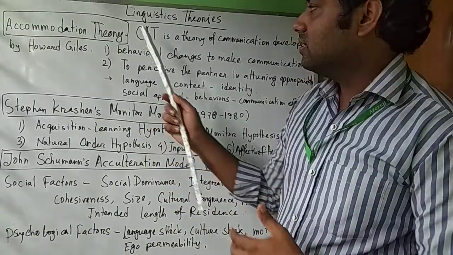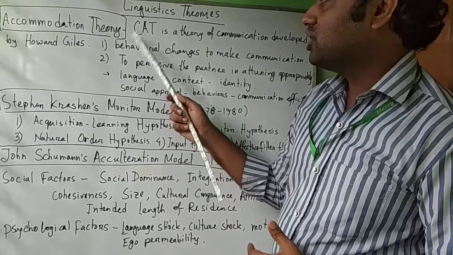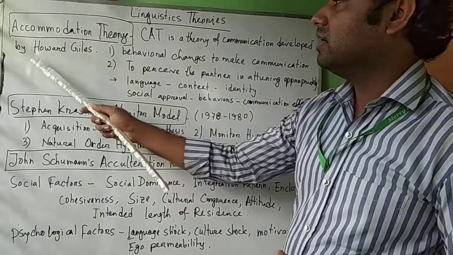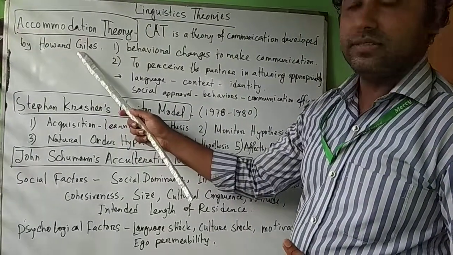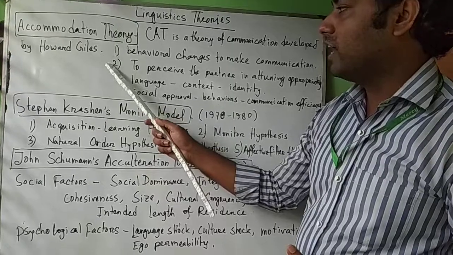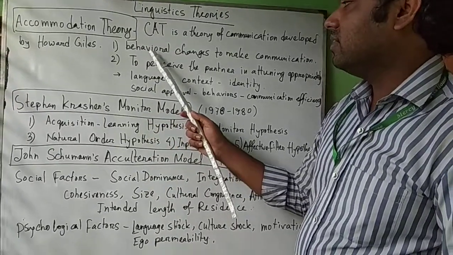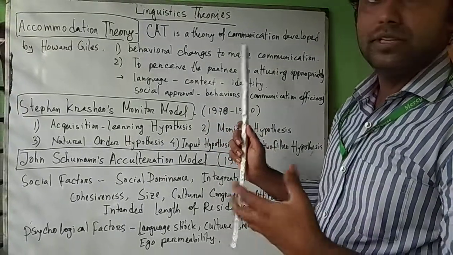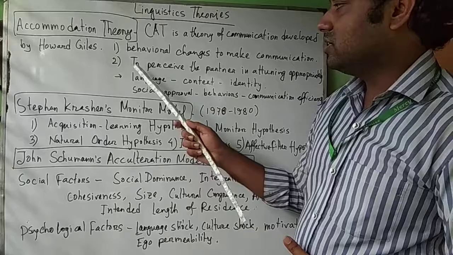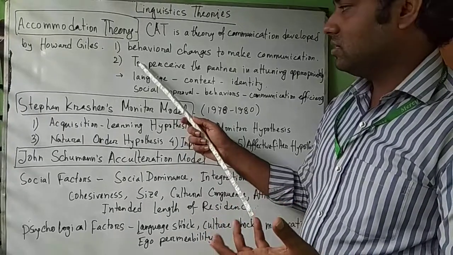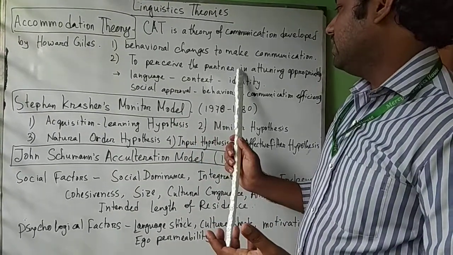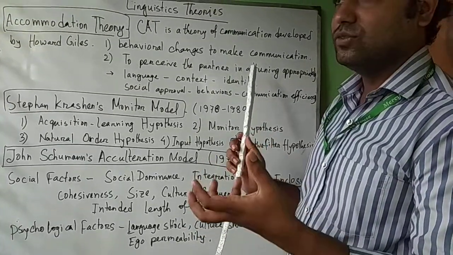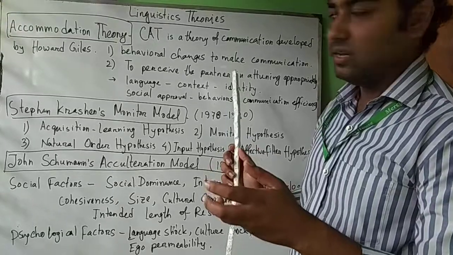So let's start. CAT, communication accommodation theory, is a theory of communication developed by Howard Giles. So he talked about two vital ideas. He said that there are certain behavioral changes to make in communication with the partner. And number two is when there is a communication, to perceive the partner, there is an attuning appropriately, there is a certain sort of effective way.